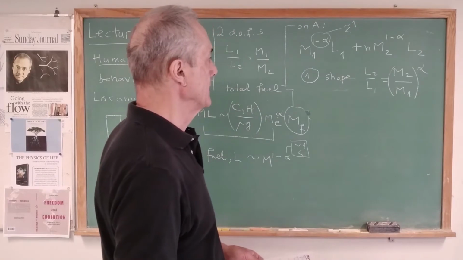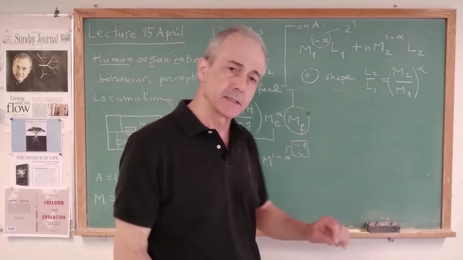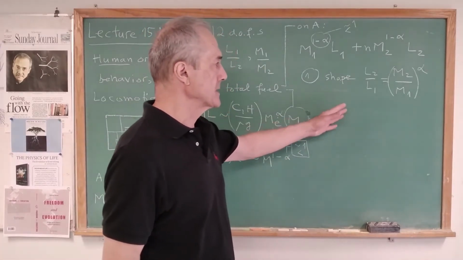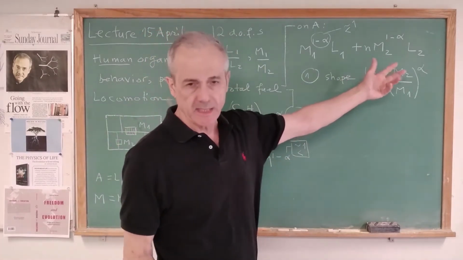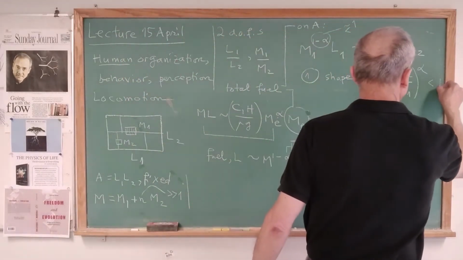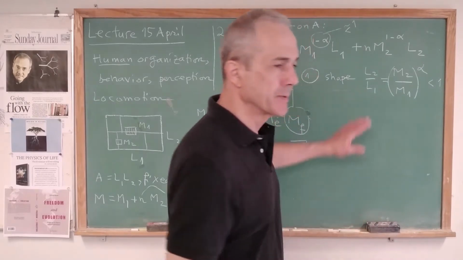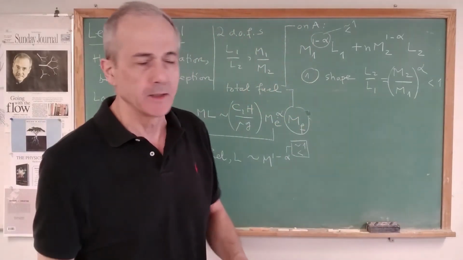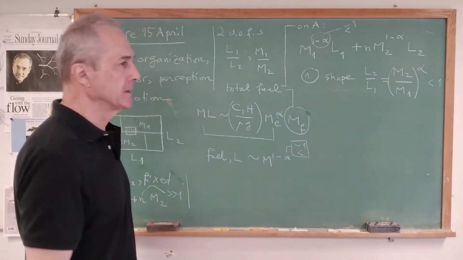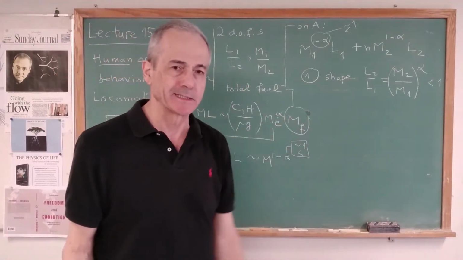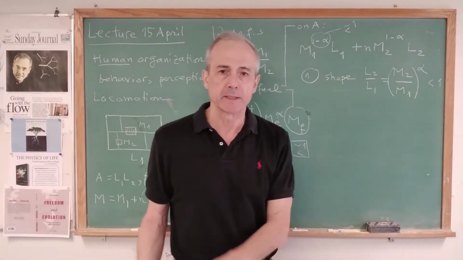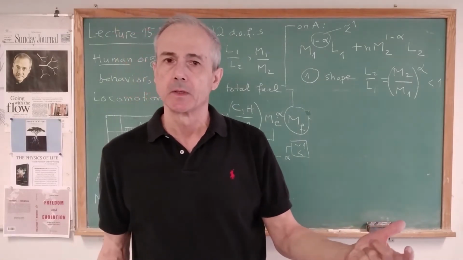Well, obviously, so that's the first result. Let's comment a little bit. The first conclusion is that, because M2 is smaller than M1, the shape of the territory will not be square. It will be a rectangle, a slender rectangle, the smaller the small bodies are relative to the big.